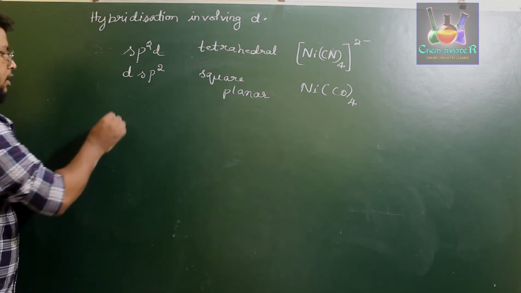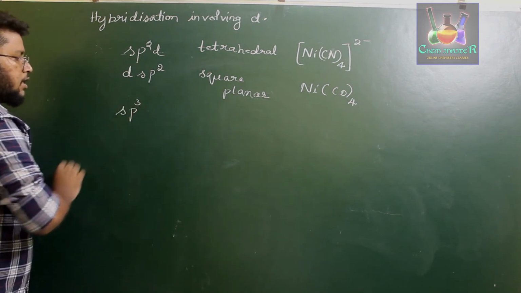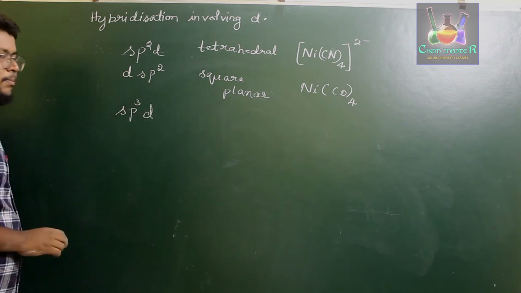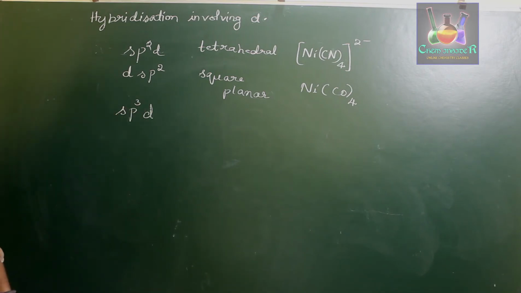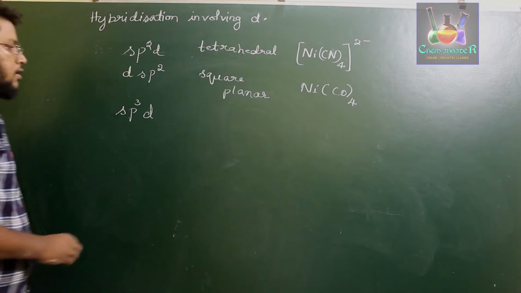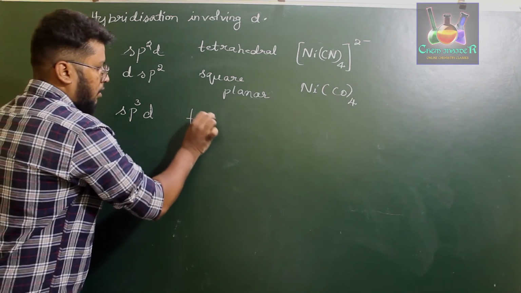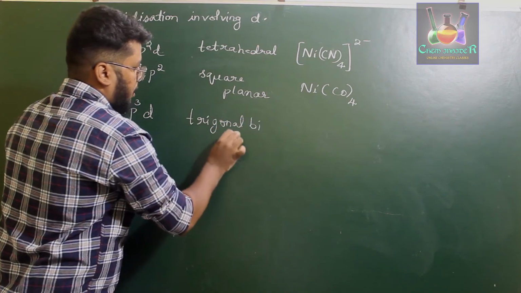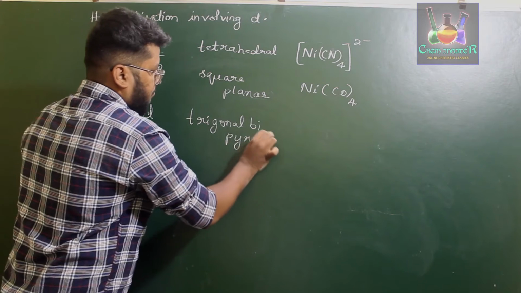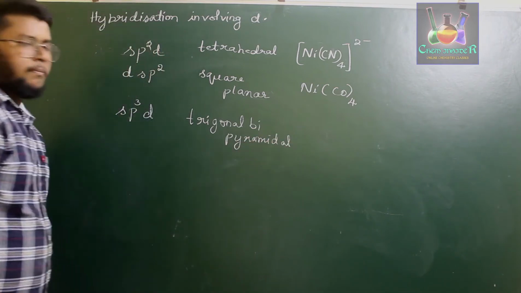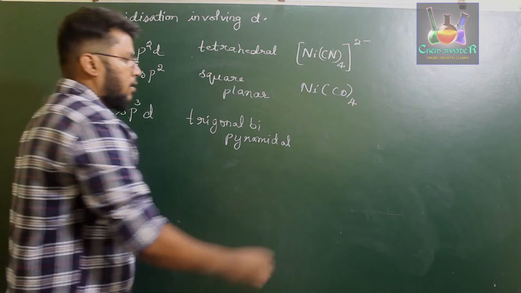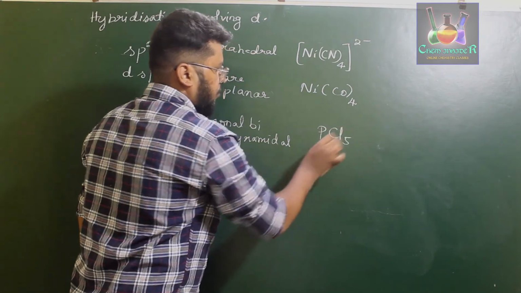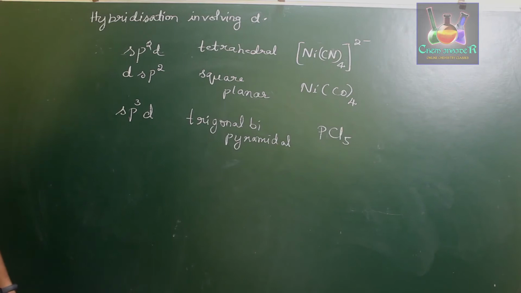Next, we have one more type of geometry where hybridization is sp3 along with one of the d orbitals. If we observe sp3 along with one of the d orbitals, they form trigonal bipyramidal geometry. For example, PCl5, phosphorus pentachloride, undergoes sp3d hybridization to form trigonal bipyramidal geometry.